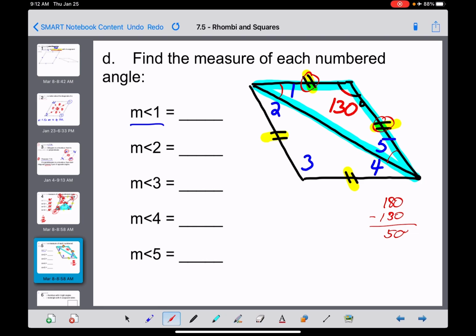Now that means that angle 1 and angle 5 together add up to 50 degrees. And since they're congruent, all we'd have to do is take 50, cut it in half, and get 25 degrees for the measure of angle 1. Gotcha. And that would also need to be the measure of angle 5, 25 degrees as well. Okay, from there, how are we going to come up with the measure of angle 2?